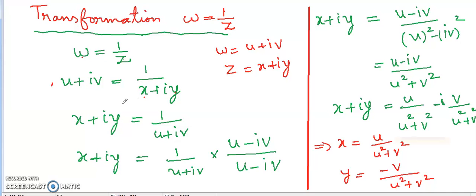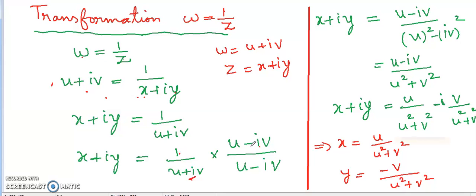Now just interchange the terms: take X plus IY to the LHS and U plus IV to the RHS. So X plus IY is equal to 1 by U plus IV. Next step, taking the conjugate. To eliminate this I, take the conjugate U minus IV. You multiply and divide by U minus IV in the RHS.